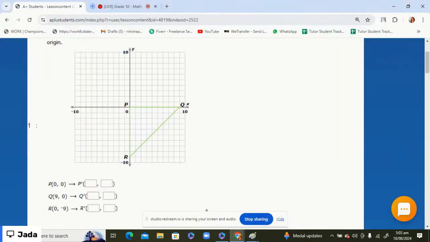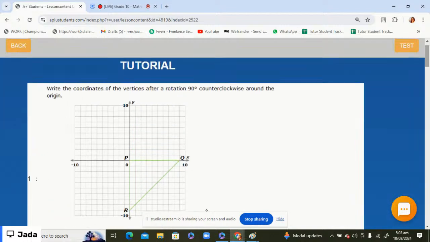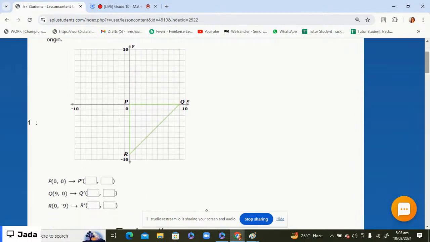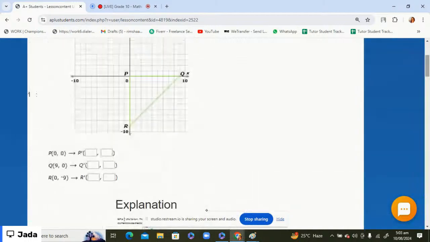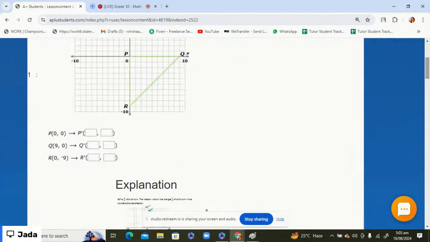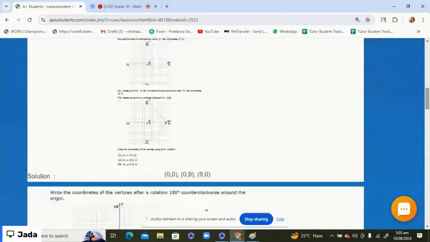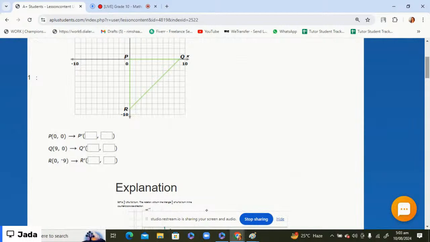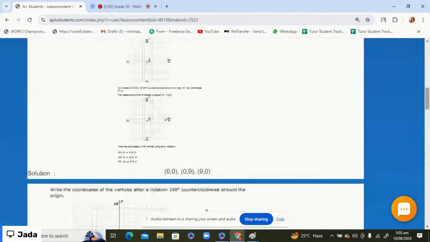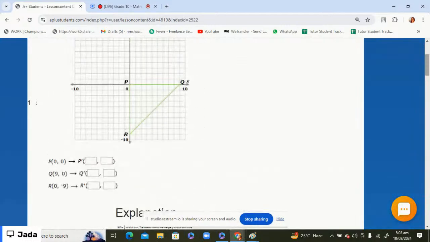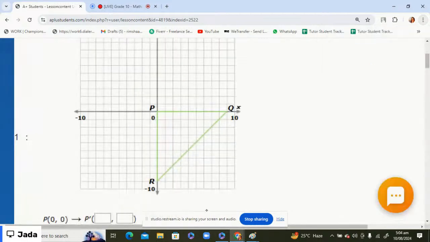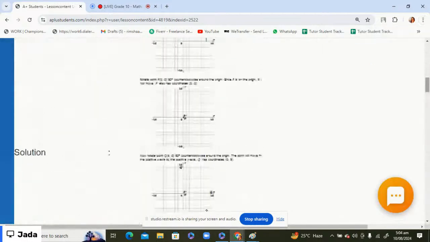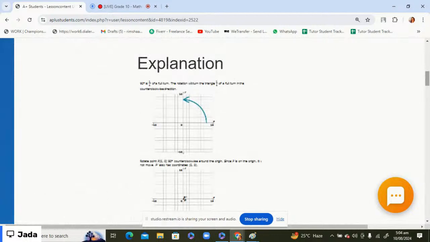Here, they are saying how much the rotation is, this is 90-degree. So the first one is the origin, which stays the same, 0 and 0. The second, 9 and 0, can be changed into 0 and 9. This 0 and minus 9 can also be changed into 9 and 0. Also, the negative sign can be changed into the positive sign. Let me show you. So look here, this is the counterclockwise.